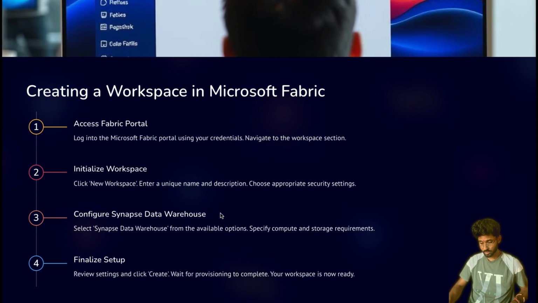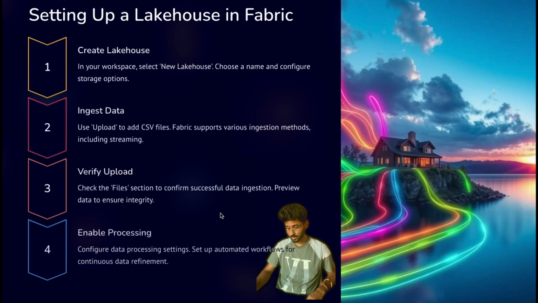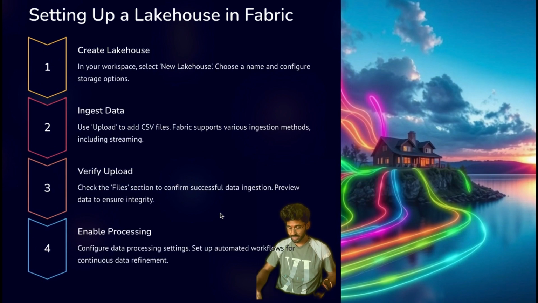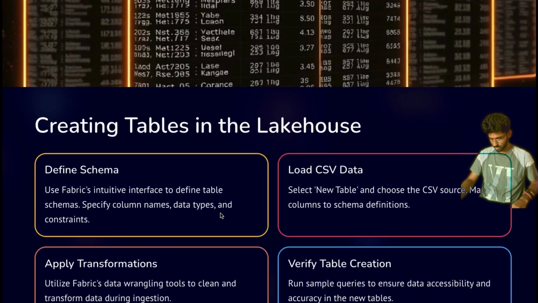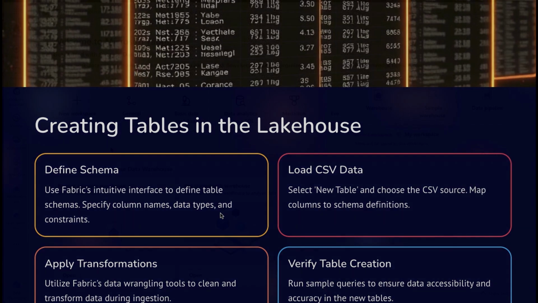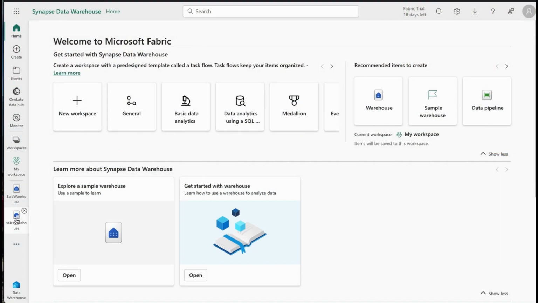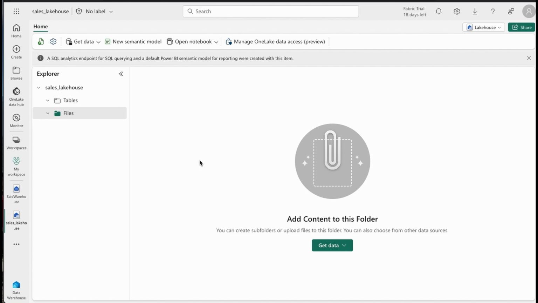So that's what a warehouse is. And after that, we will see how to set up a lakehouse in Fabric, how to create a lakehouse and then ingest data. We have seen this already. We can create tables, define the schema, load the CSV data, apply transformations, and verify table creation. First of all, we will create a lakehouse, and in this lakehouse we will get a file. These are different ways of getting a file.